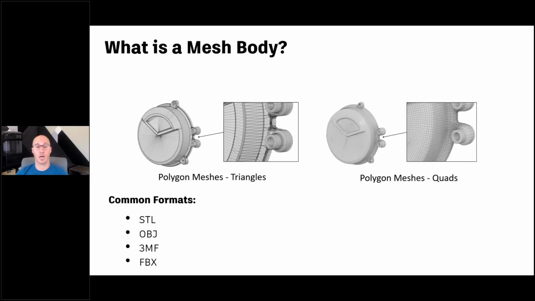So a mesh body is a body or object that is made of polygons, typically triangles. On the left, you can see that it's a triangle-based polygon or polygonal model, as sometimes we call it. And on the right, you're seeing another body. This is also a mesh body. This one happens to be made of polygons that are squares or quads.